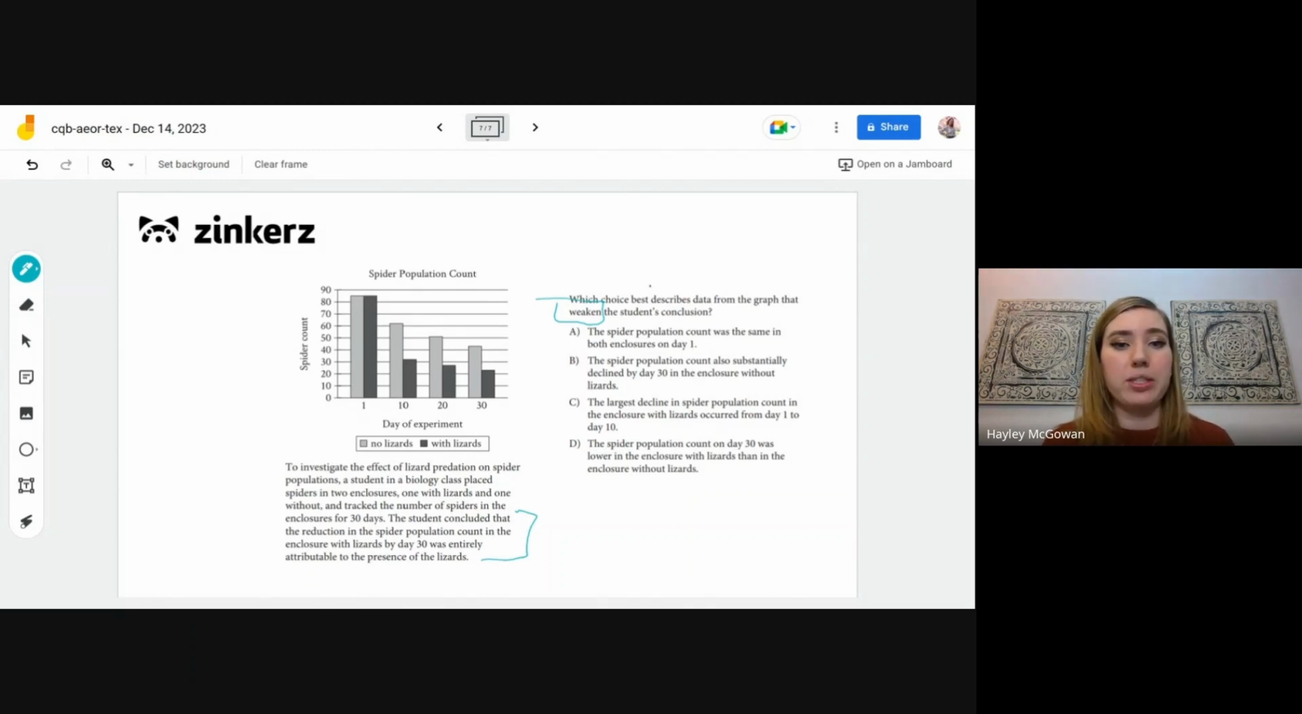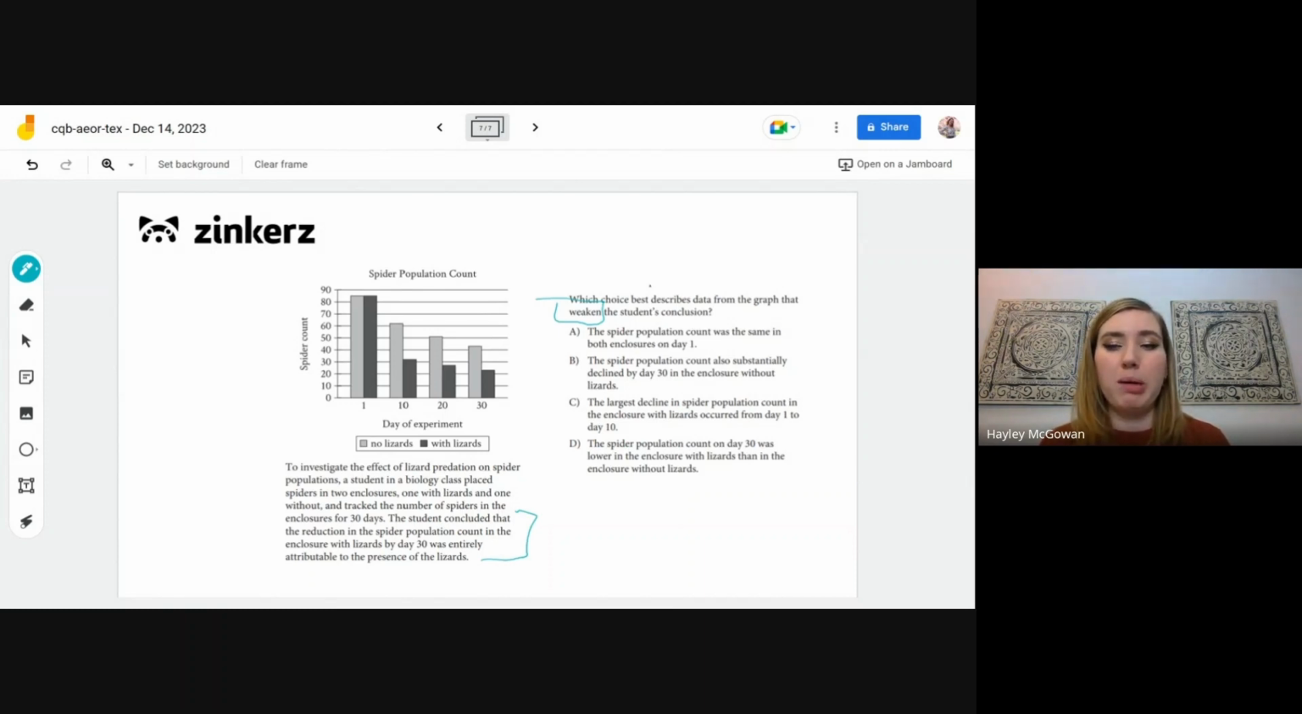So if we look at our graph for a second, that's our next step. So again, we have the spider population count and then the day of the experiment, and then we have our two conditions, no lizards versus with lizards. And you can see they both start out the same on day 1. Then by day 10, there are less spiders in both conditions, though significantly less in the one with the lizards. So we can see they're both going down in both conditions, but not at the same rate. The one with the lizards is definitely going down much faster. So if we're looking at our question here again, we're looking at data from the graph that weaken the student's conclusion. So let's look at our options.